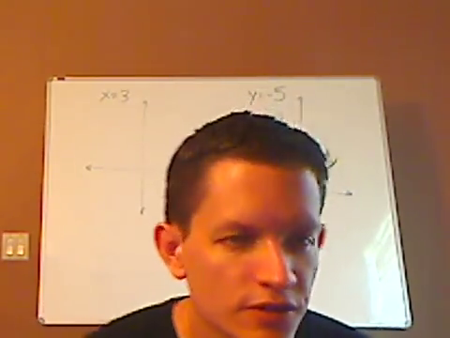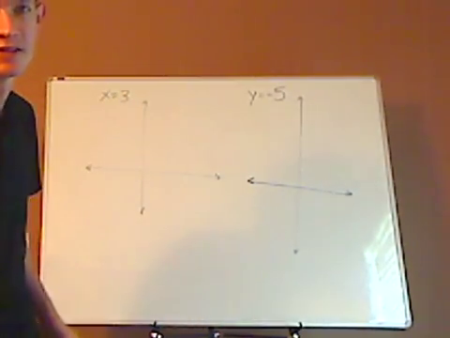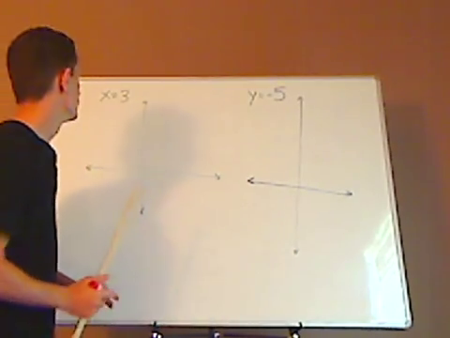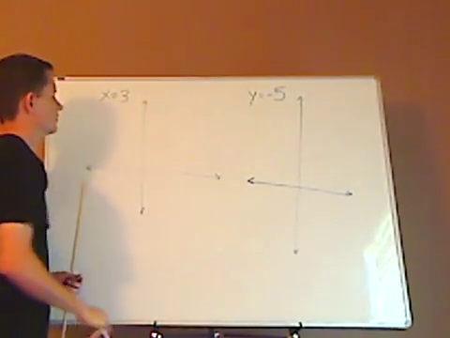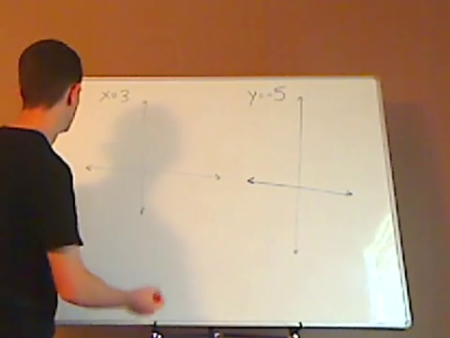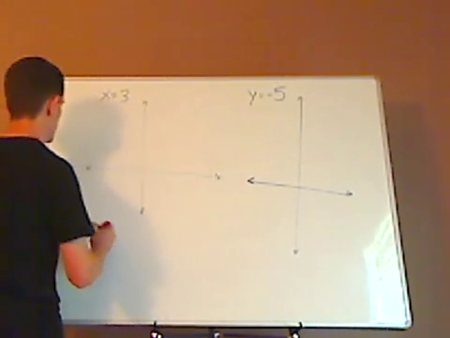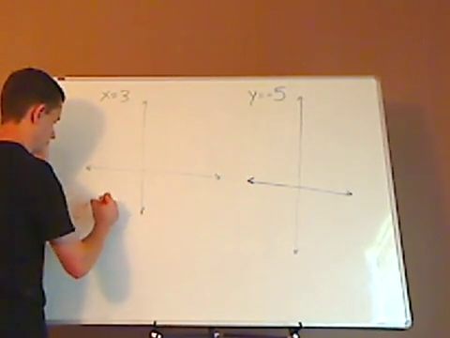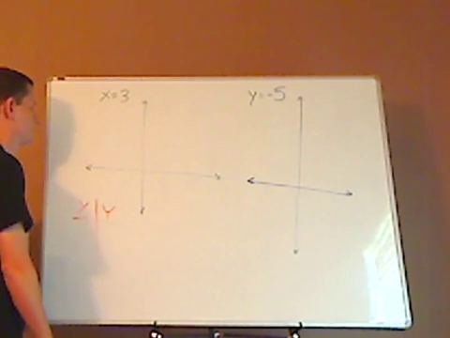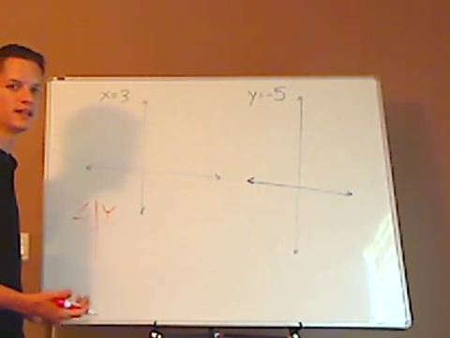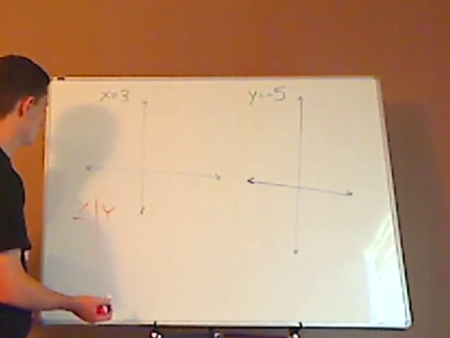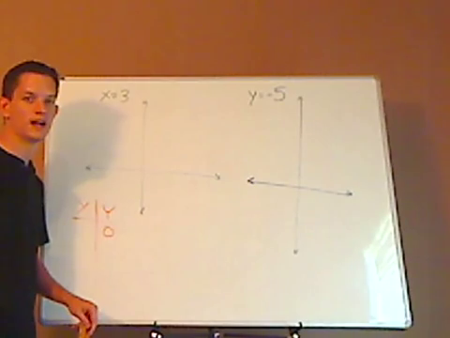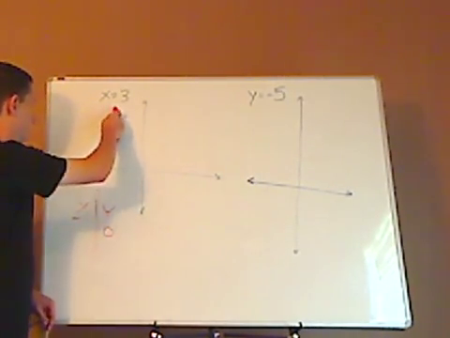Alright, so these are what's called special lines, just because they're special. So you have x equals 3. Well, what does that mean, x equals 3? If I was to do a table of x and y, and let's say that I plug in a number for y, such as 0. Well, if y is 0, x must be equal to 3.